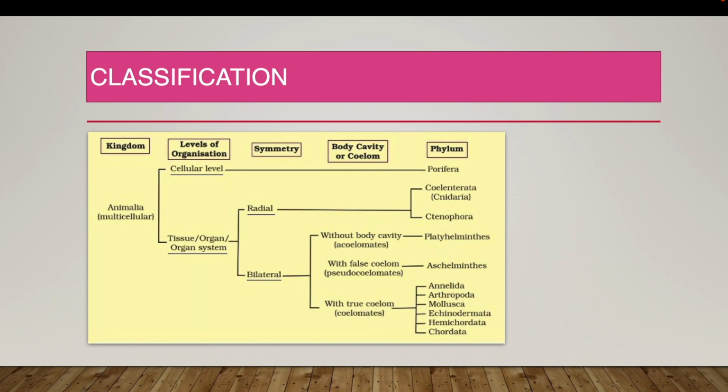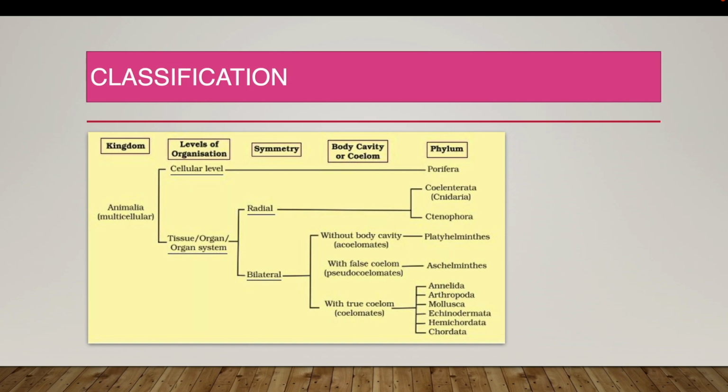So Platyhelminthes are the phylum or group of organisms that come under acoelomate. That means they don't have any true coelom. Then another phylum, Aschelminthes, comes under the category known as pseudocoelomate. That means although they have a cavity, it's not considered a true cavity. That's why they are known as pseudocoelomate.